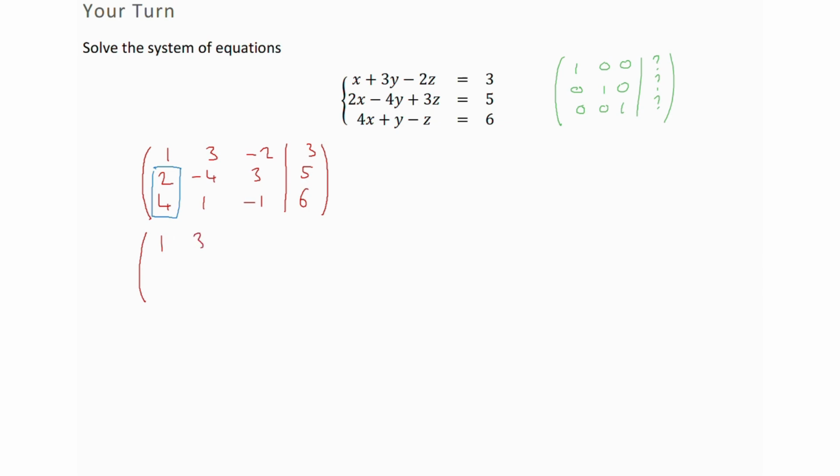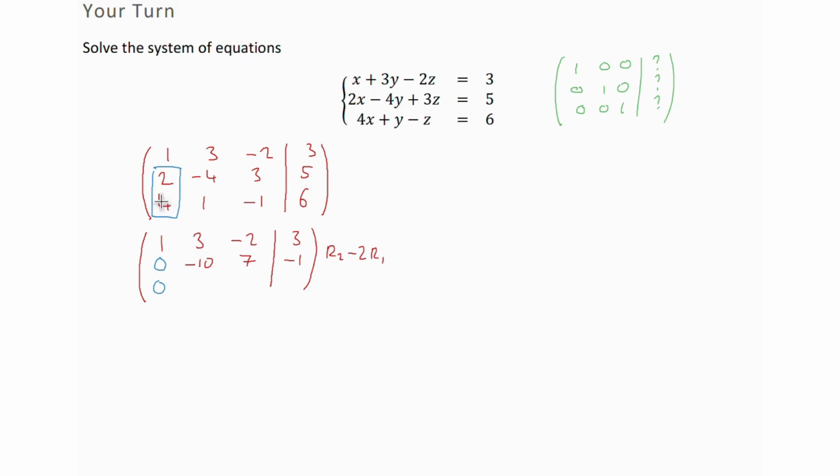We're going to leave the first row as it is, and we're going to make those two equal to 0. To do that, I'm going to do row 2, take away 2 lots of row 1. So this, take away 2 of those, that would get me the 0. So minus 4, take away 6 is going to give me minus 10. 3, take away negative 4, that's 3, add 4 is going to give me 7. And 5, take away 6 is going to give me negative 1.